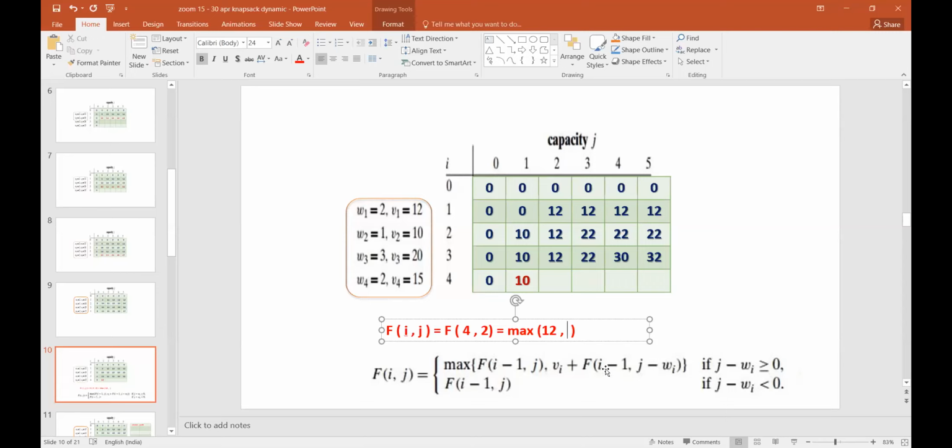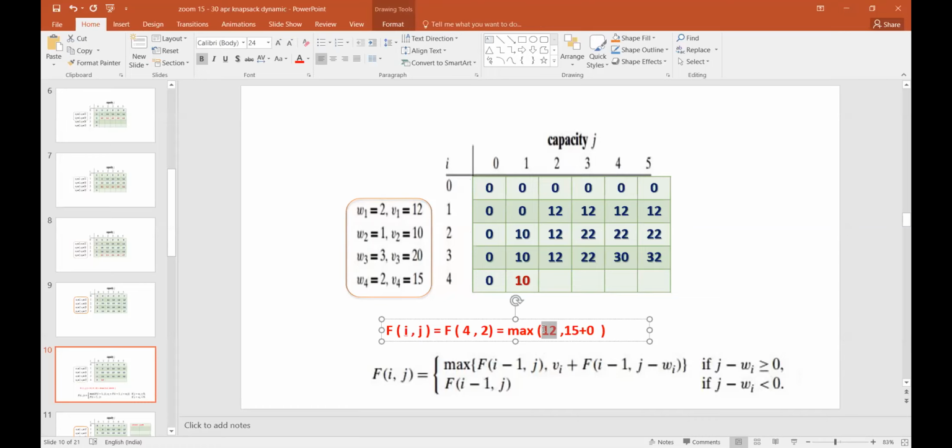F of I minus 1. I minus 1 means 3. J minus wi, I get 0, because J is 2 and the weight is 2. So 3 comma 0. What is present in 3 comma 0? It is 0. So what is the value of I? Value of I means here I am having 15. 15 plus 0. I think you are getting the concept.